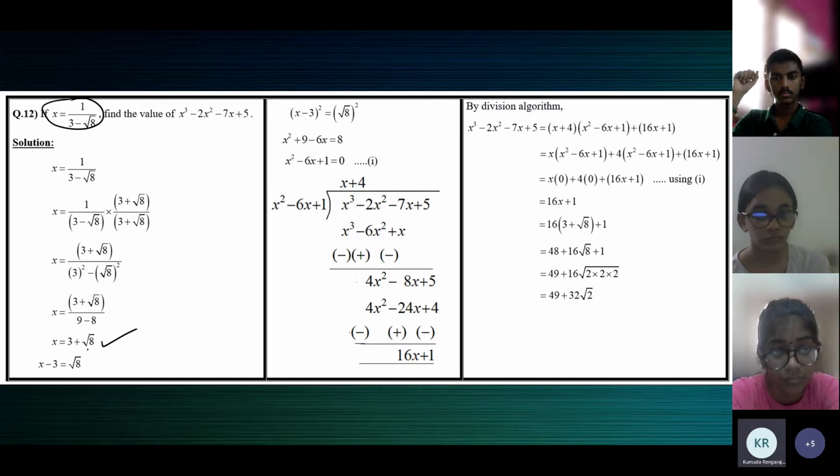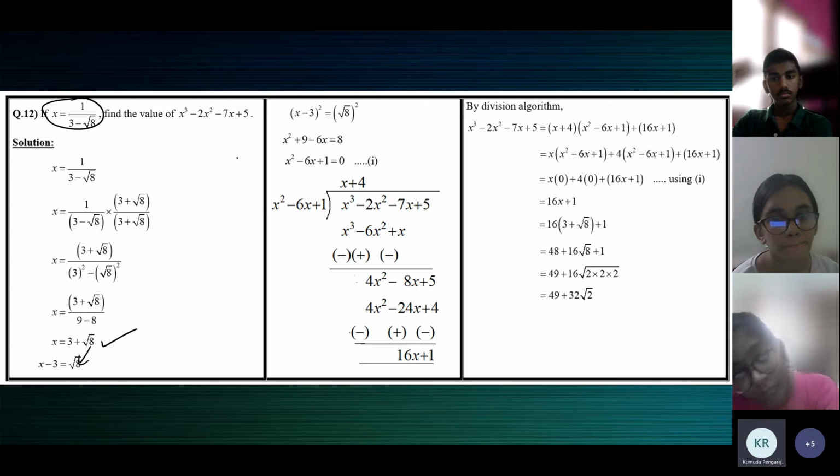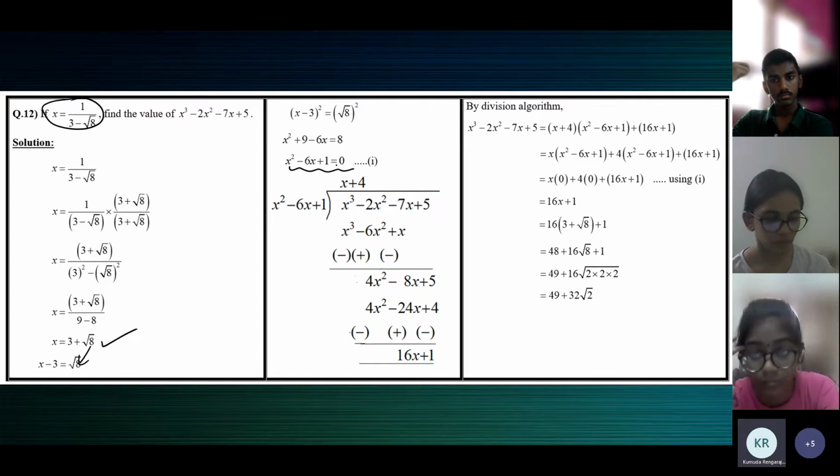After that, we isolate root 8. We have root 8 alone on one side, and we square on both sides to get rid of the square root symbol. After that, we take all the terms to one side and equate it to 0. This is what we get.